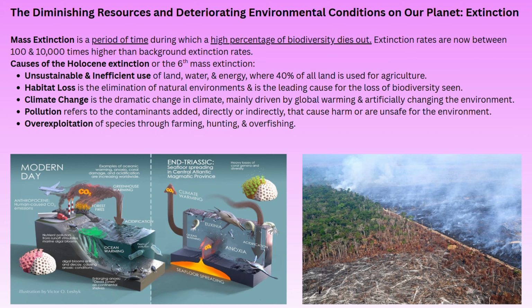Number 2 is habitat loss. That is the elimination of natural environments and is the leading cause for the loss of biodiversity seen across the globe. In this picture here, we can kind of see that happening. This once was a picture of the Amazon rainforest. You can see here, there's an extinct line. This probably goes across right here. I can't really see because of the clouds. And this all has already been lost.